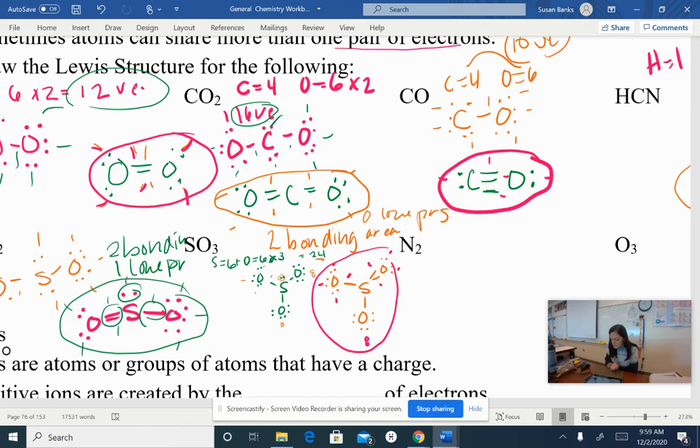Now let's look at that center sulfur. We have 3 bonding areas. 2 are single bonds and 1 is a double bond. So we have 3 bonding areas.